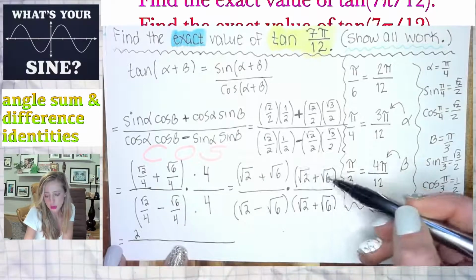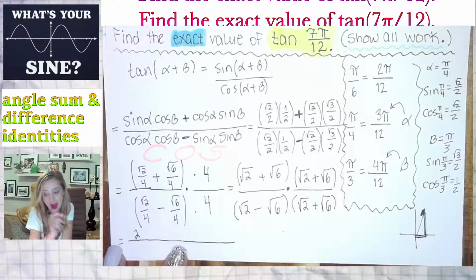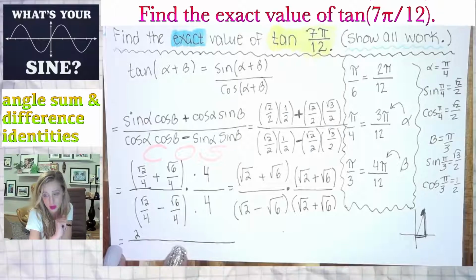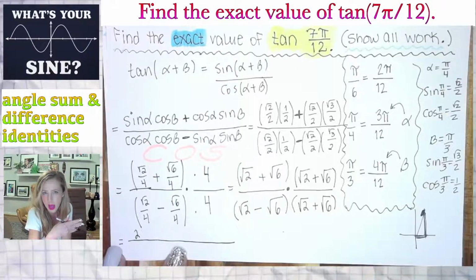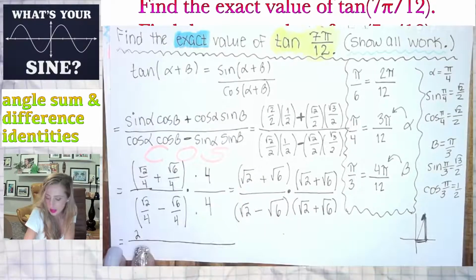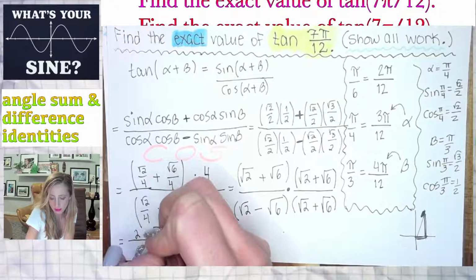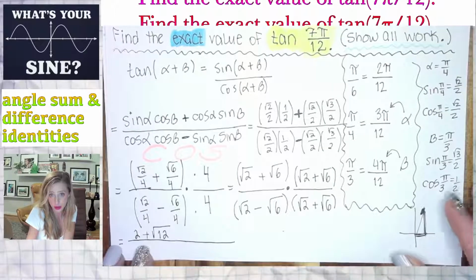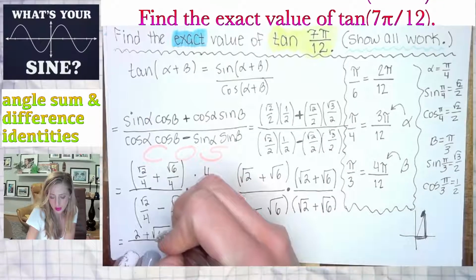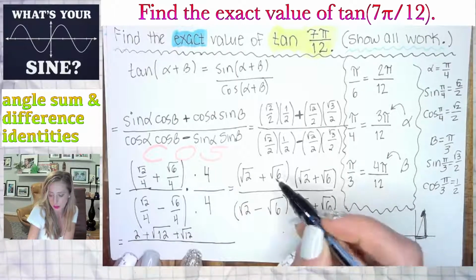Root 2 times root 6. Earlier, we said we could not add things like that. We saw that in another example, sine of 15 degrees. However, you can multiply them. Square root of 2 times square root of 6 is going to be positive square root of 12. That's outer. Now the inner, also positive square root of 12. We will be able to add those in a moment.